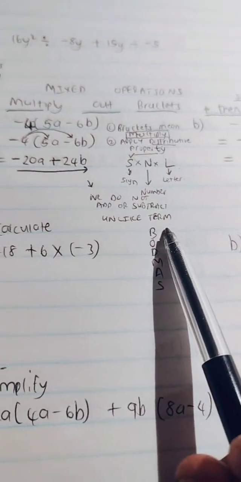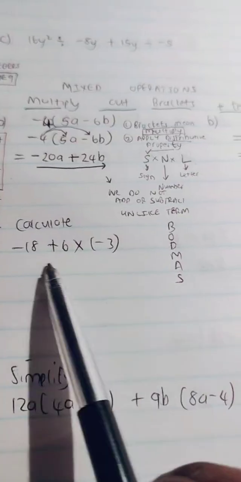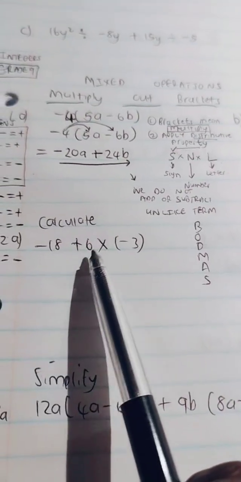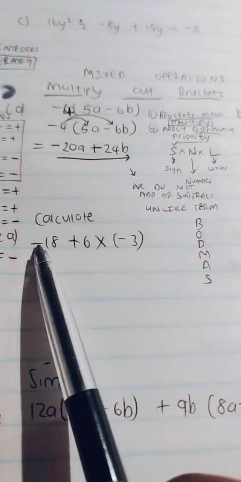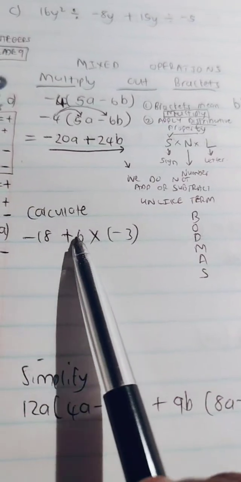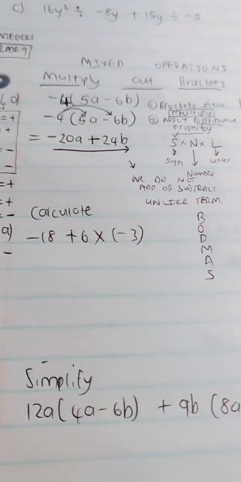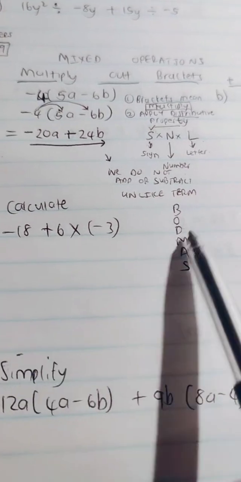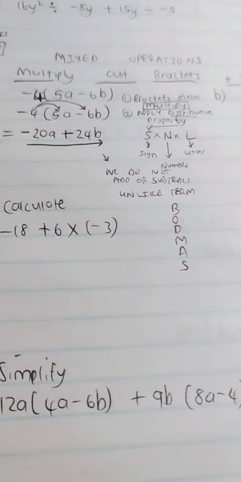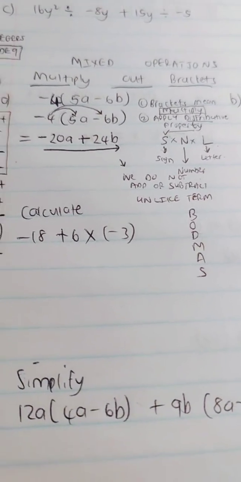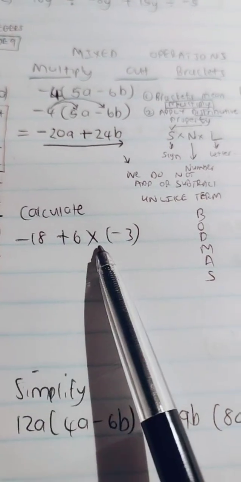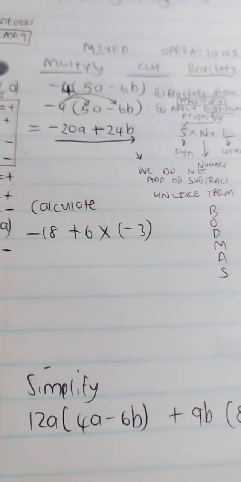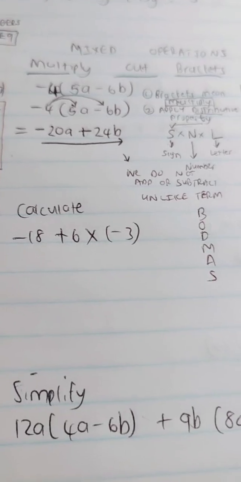Why do we need to use BODMAS here? It's because in negative 18 plus 6 times negative 3, we have different operations in the actual expression. So remember BODMAS, what does it say? BODMAS is the strict order that we observe when we are given an expression with many operations. What does that strict order say?